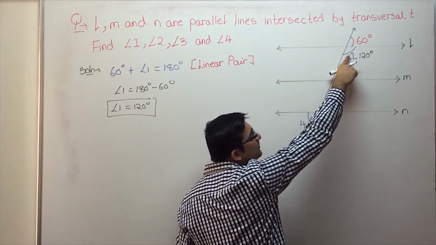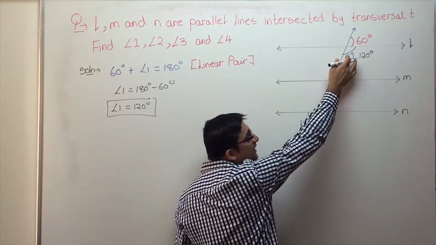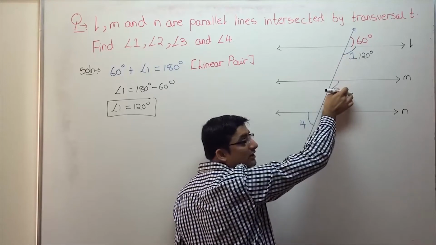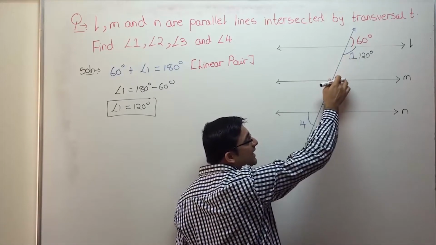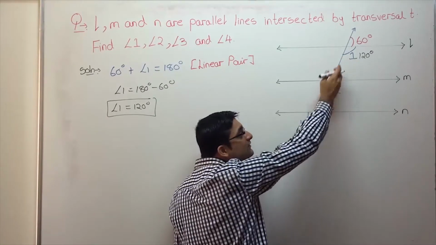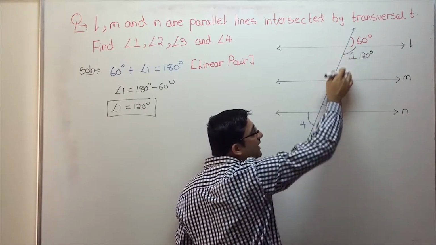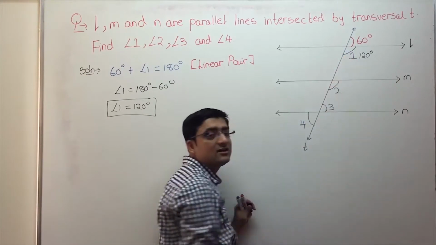What is the relationship between angle 1 and angle 2? Both the angles are on the same side of the transversal, the right side. So they're basically corresponding angles. Angle 1, leave an angle, next angle. So angle 1 and angle 2 are corresponding angles. How will you identify? Same side of the transversal, different vertex. This is below the line, below the line. So basically these are corresponding angles.